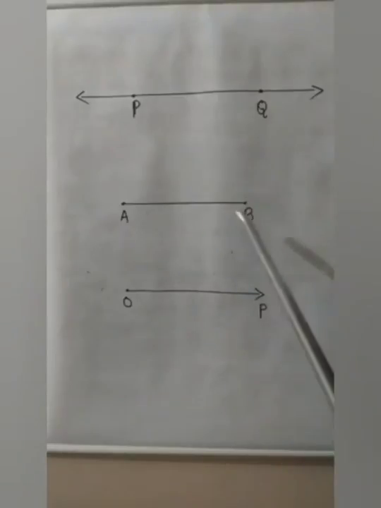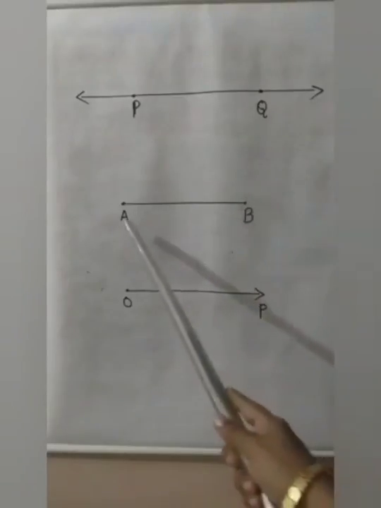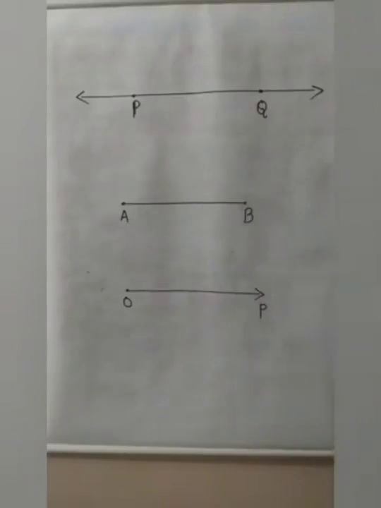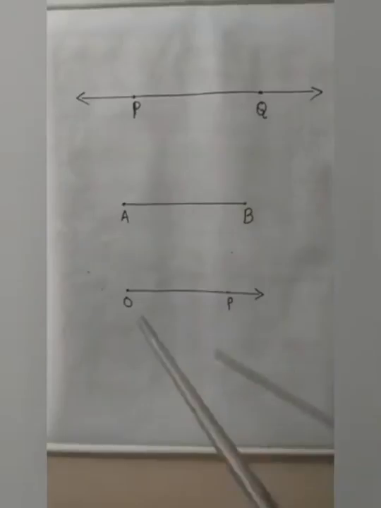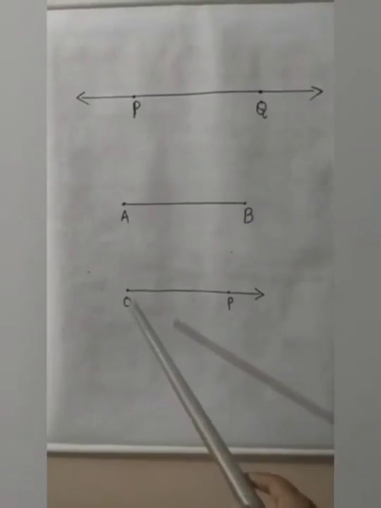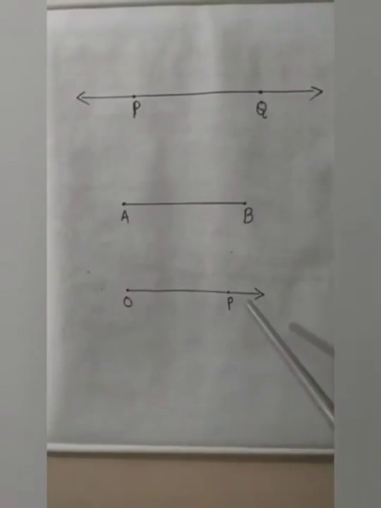Now here what is AB? This we can say A and B are the endpoints. So what is AB? AB is the line segment. Here O is the starting point and after P also what is that? It is extended. So OP is the ray. So PQ is a line, AB is a line segment and OP is a ray.